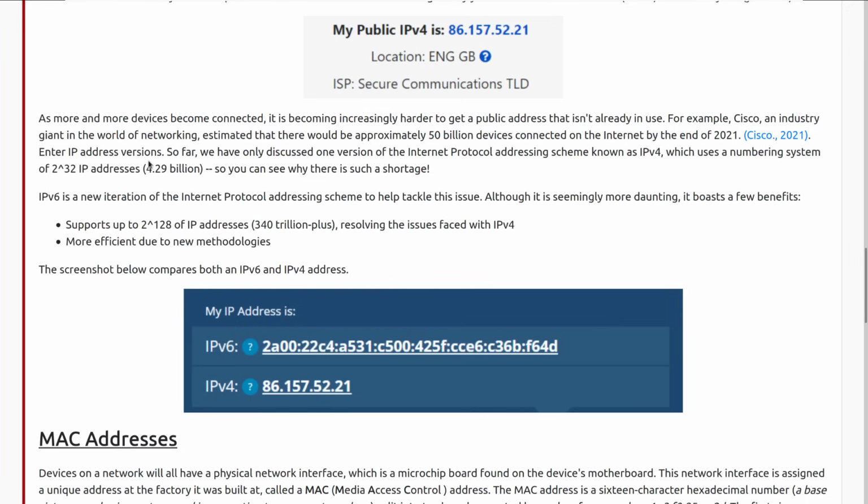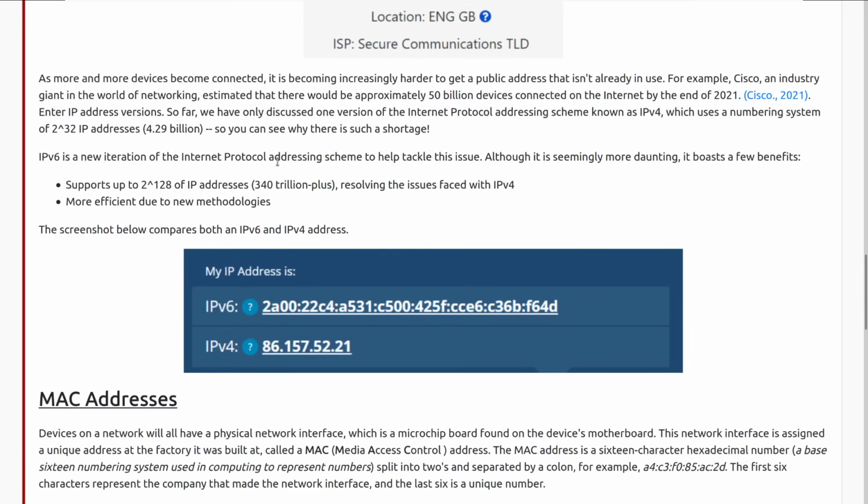IPv4 addresses. IPv6 is a relatively new iteration of the Internet Protocol addressing scheme to help tackle this issue. Although it is seemingly more daunting, it boasts a few benefits. It supports up to 2 to the 128th power of IP addresses, so this is 340 trillion plus. In theory, we should never run out of these. We'll see what happens, just because more devices are being connected. It resolves that big issue with IPv4, because we were going to run out. Now we really can't.